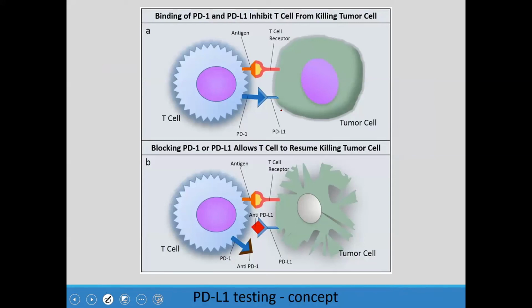PD-L1 is a ligand that can be present on a tumor cell, which binds PD-1, which then inhibits the T cells from killing the tumor. And so if we block that interaction by giving an anti-PD-L1 molecule, we can disinhibit the T cell shutdown, which would then cause the tumor to get killed. So this is another type of predictive factor that we can study.